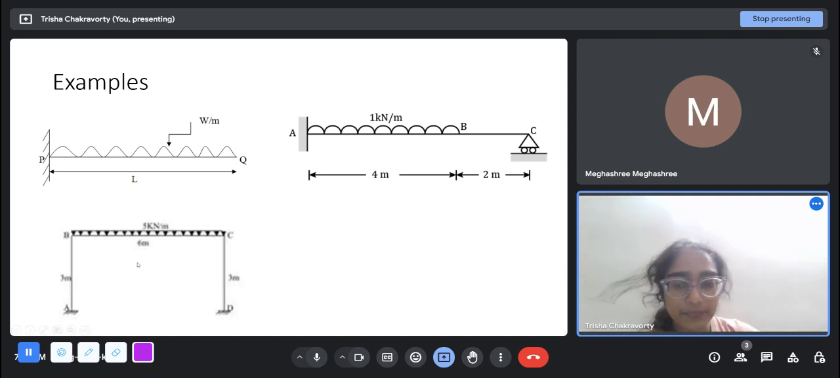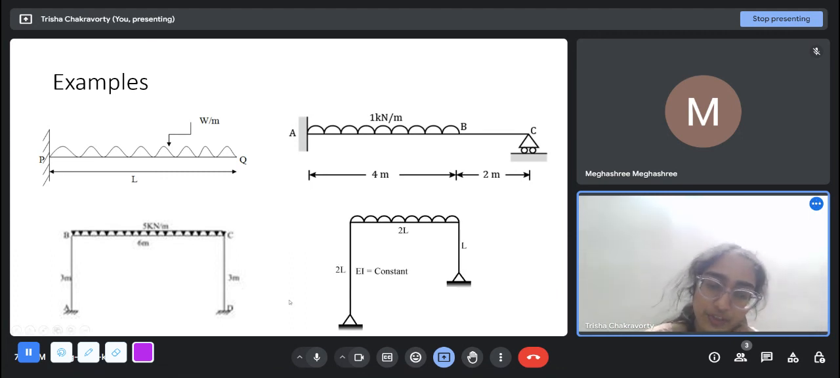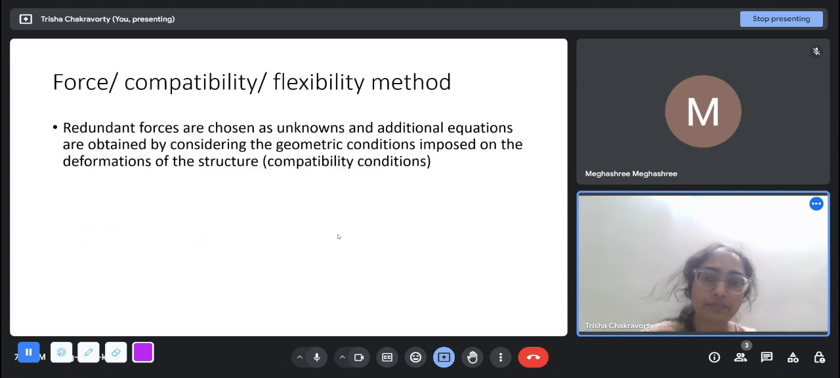This is a frame. Again, in a 2D frame, the fixed support will provide three support reactions. So there are a total of six support reactions, three at A and three at D, and the total number of equations available is three. So 6 minus 3, this structure is indeterminate to the third degree. And this is a frame with two hinge supports. Hinge supports do not provide any moment reaction. They provide reactions in the x direction and in the y direction. So there are four unknown forces and three equations. So this is 1 degree indeterminate.